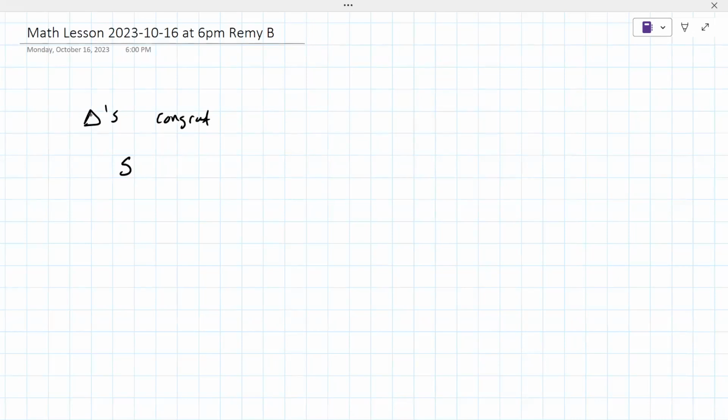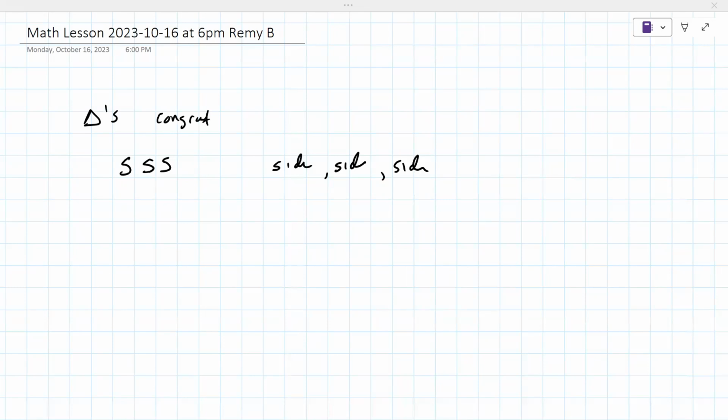Way number one is called SSS. It stands for side, side, side. Not too difficult to imagine how that could be the case here, which means that all three sides have to be congruent. Got it. And it's not a big deal to visualize what that could look like.